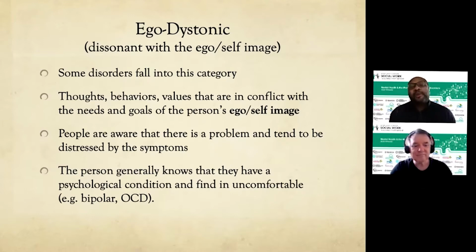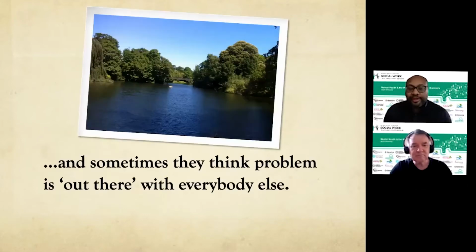So generally people will recognize that about themselves, and they might justify it or make reasons for it, but they recognize that it's not how they'd like to be, and they find it uncomfortable. I find my behavior uncomfortable sometimes when I put things off or don't respond to emails. Okay. And sometimes, in contrast to that, we think the problem is out there.